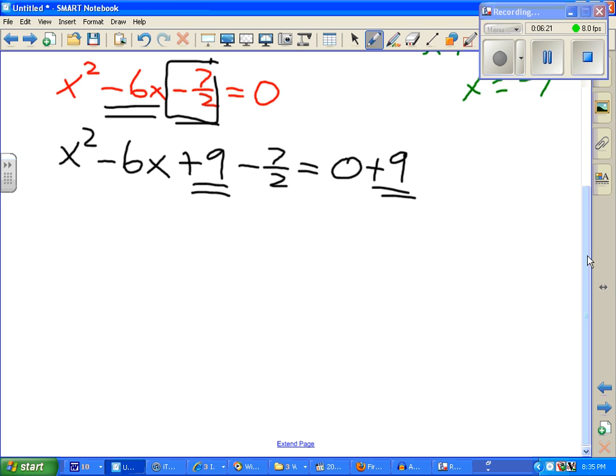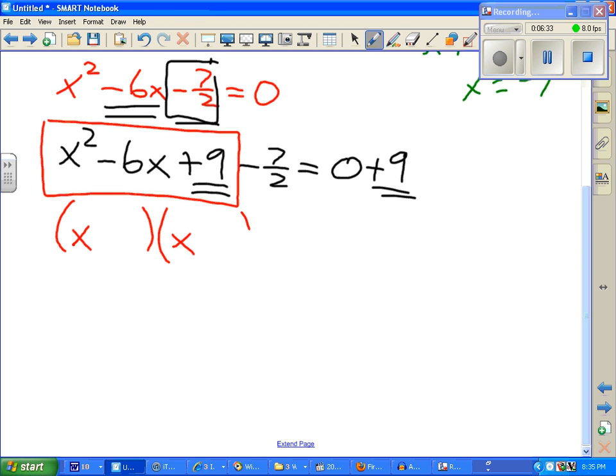Now, what I'm going to do is factor this. And this is why I cut it in half and squared it. Because if I factor this, I end up with x minus 3 and x minus 3, because -3 and -3 make -6. That's why I cut it in half, because I needed to add up to -6. And then I squared it because -3 times -3 is a positive 9. So I cut it in half and square it. That factors there. Minus 7/2 equals 9.